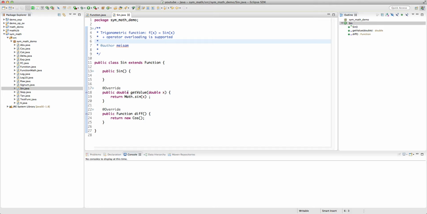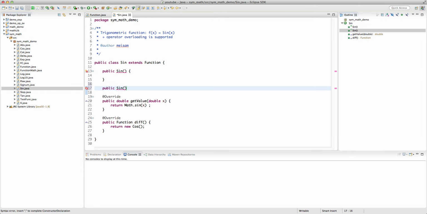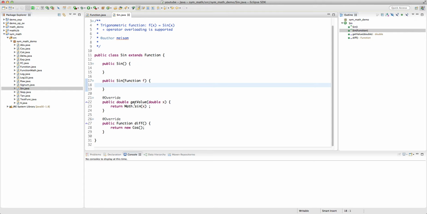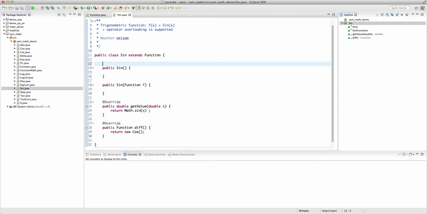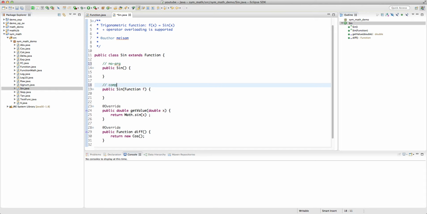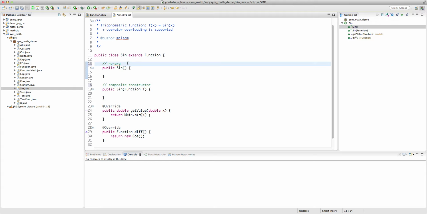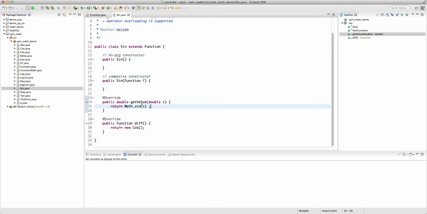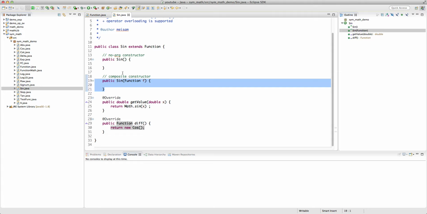Okay? And now what we want to do here is have another constructor, public Sine, function f. Now, if this no arg constructor is invoked, or composite constructor, let's call this composite constructor, no arg constructor, okay? Right now the getValue and the diff are based on the no arg constructor. So if this is invoked, then we want to take care of the fact that the composite constructor is invoked.